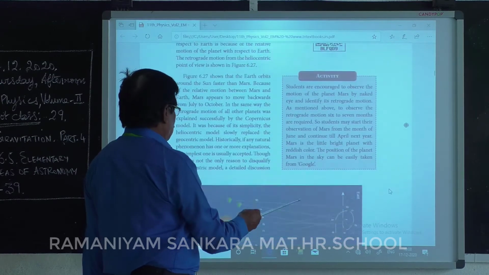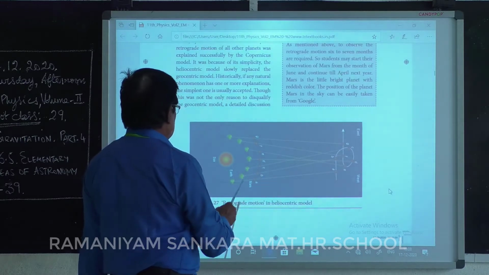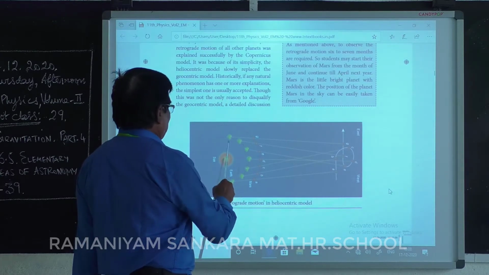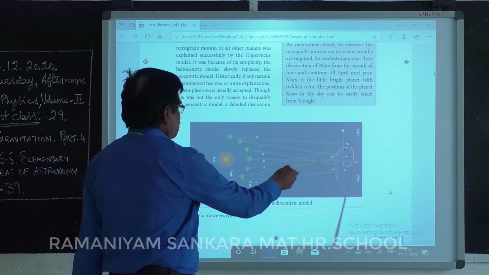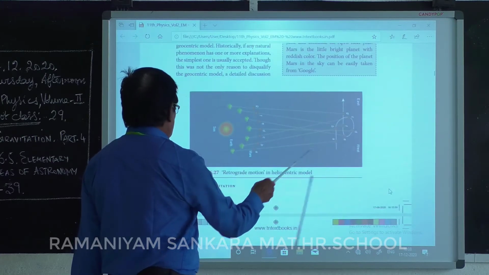Activity, no need. We go to see the diagram of how the planet, sun and earth are moving, and how east and west change.